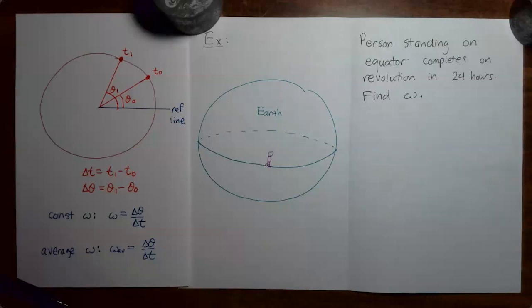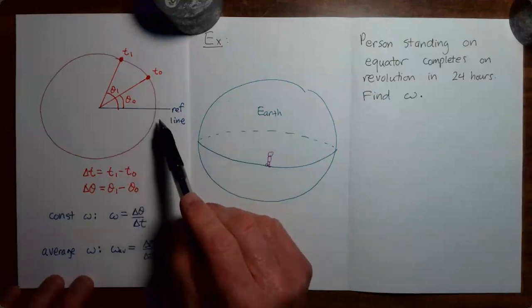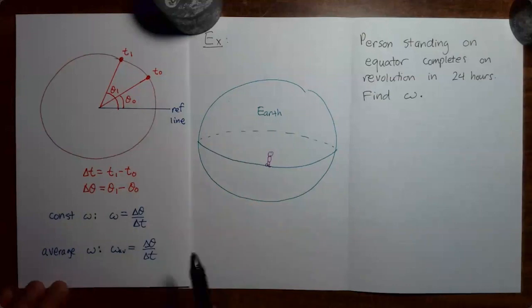In an earlier video, I introduced you to the idea of the angular velocity. The angular velocity is the rate at which the angular position changes, and I also showed you this formula that we can use to compute the angular velocity, assuming that the angular velocity is constant.